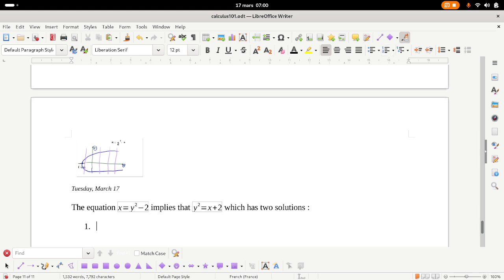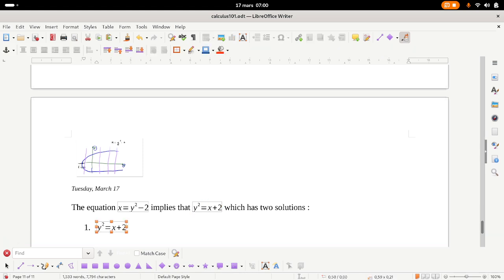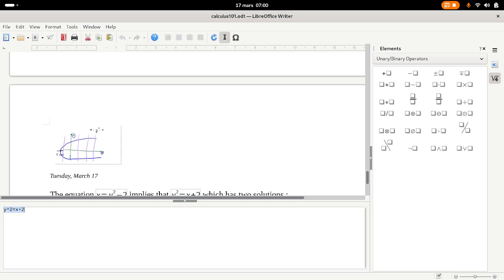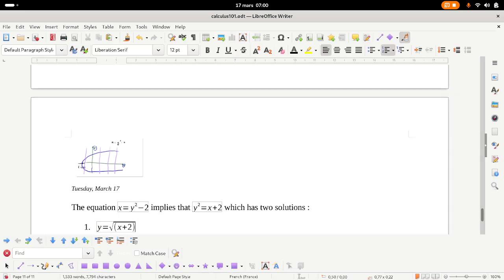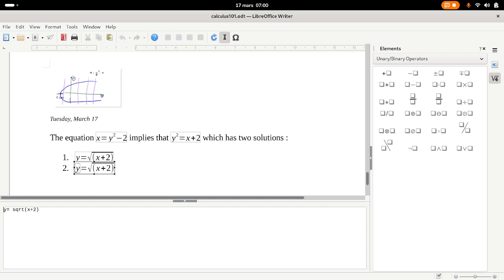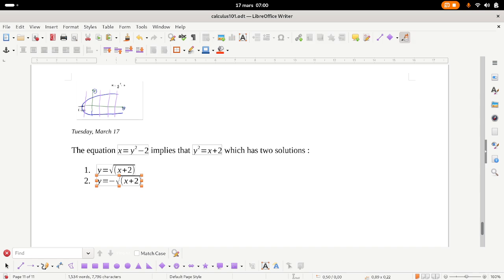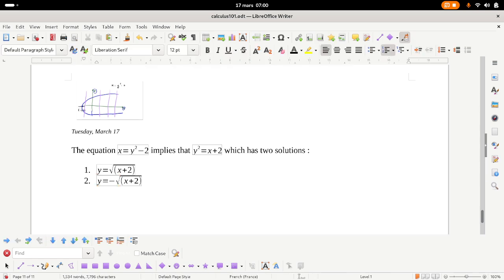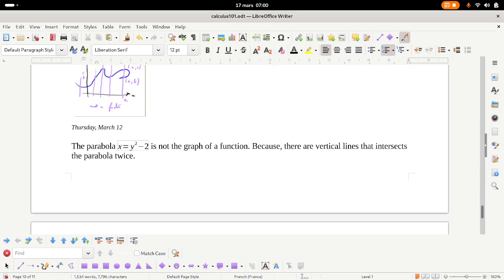The first is y equals the square root of x plus 2, and the second one is y equals the same but negative. Okay, now I have a function of x.